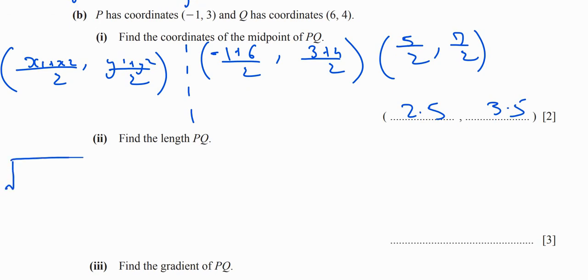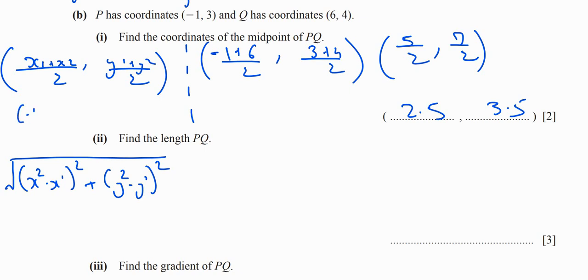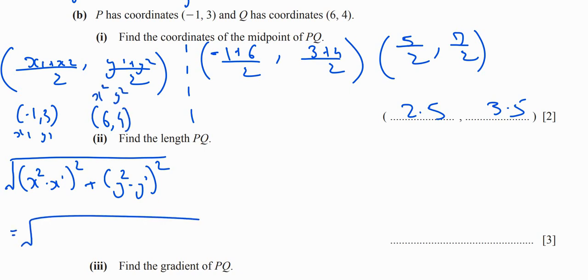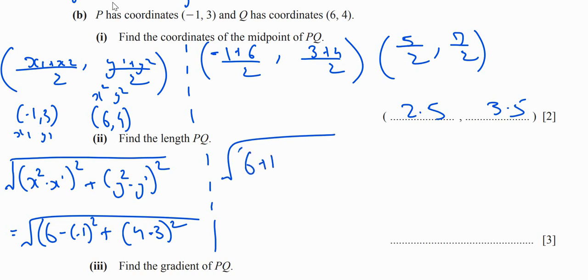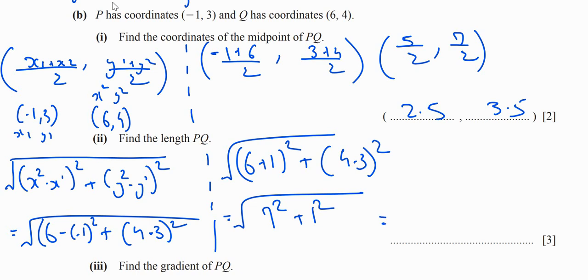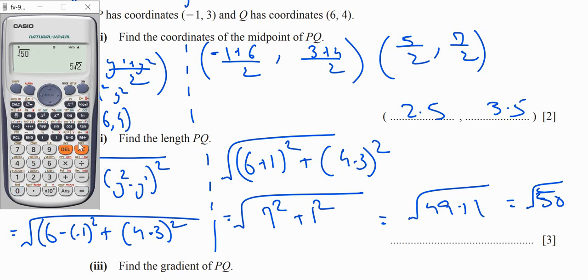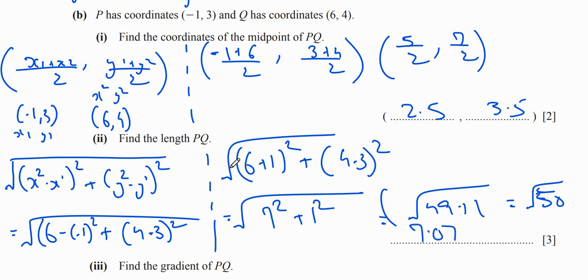Okay. Moving on, the next part says find the length of PQ. So look, the formula for length is the square root of x2 minus x1 whole square plus y2 minus y1 whole square. We already know -1, 3, x1, y1, 6, 4, x2, y2. So this becomes 6 minus -1 whole square plus 4 minus 3 whole square. So this becomes 6 + 1 whole square + 4 - 3 whole square, which becomes 7 square + 1 square. Alright guys, so this becomes 49 + 1, which is √50. If you calculate √50, it's 7.07.